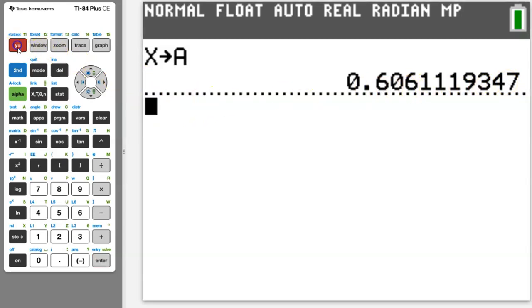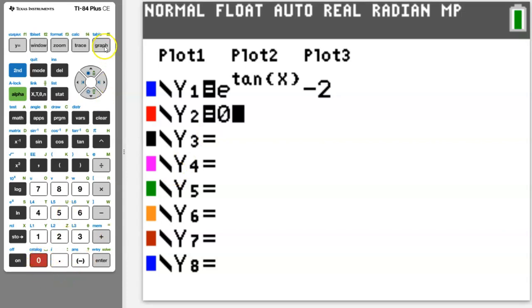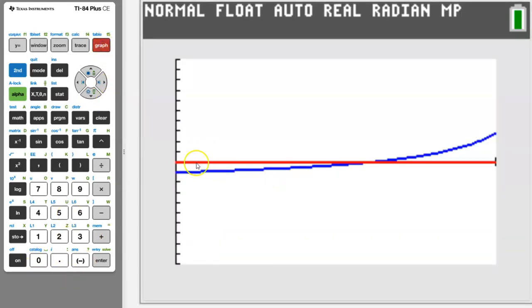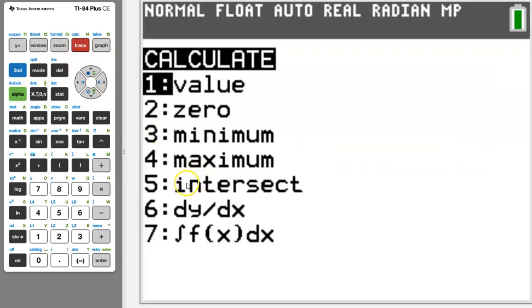Go back to y equals. Some students get confused by the whole left bound, right bound thing that I just did. The way around that is to graph the x-axis itself by typing y equals 0. So hit graph again. So now you see the x-axis is shown in red.